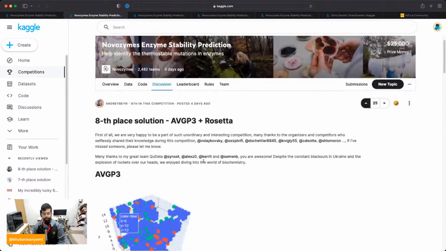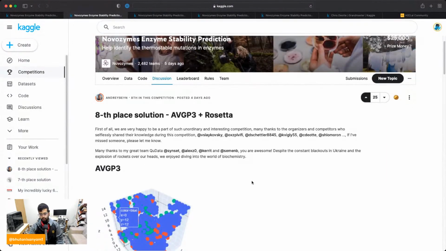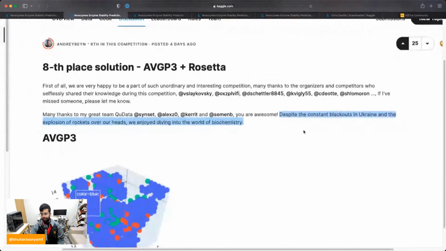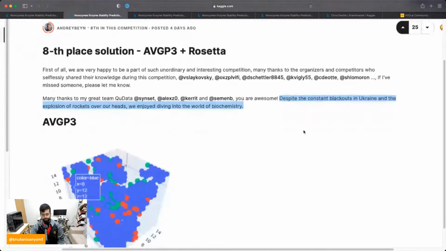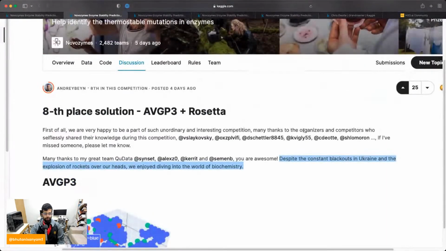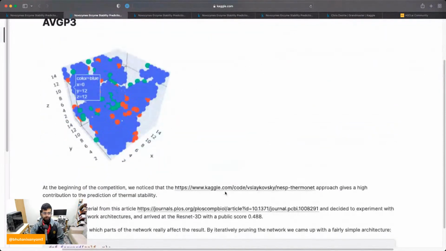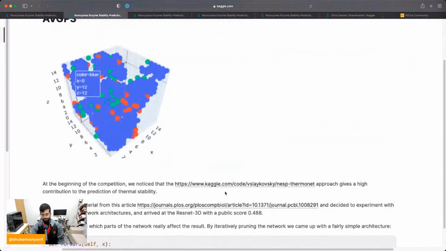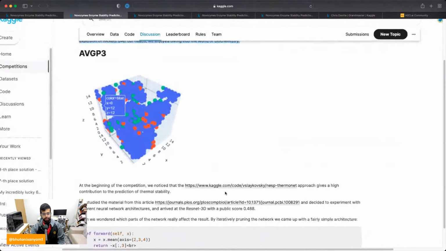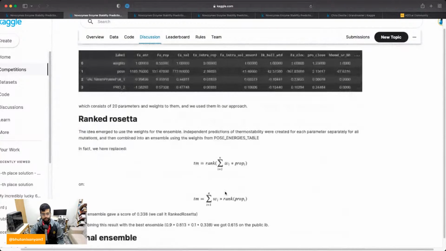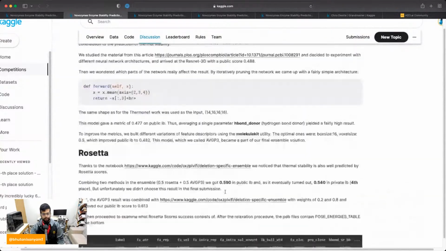Let's read the eighth place solution. I'm sure they're not exaggerating, but this sentence was again something worth reading here. And I'm sure the team must have worked very hard even despite the conditions. So still they finished eighth, which is really awesome. They shared different approaches here, so I don't think there's a summary at the top, but we'll read through in order.